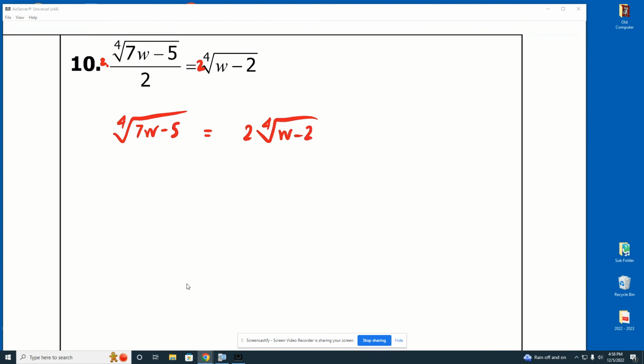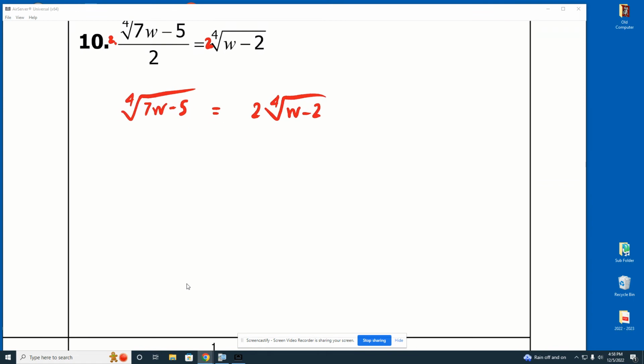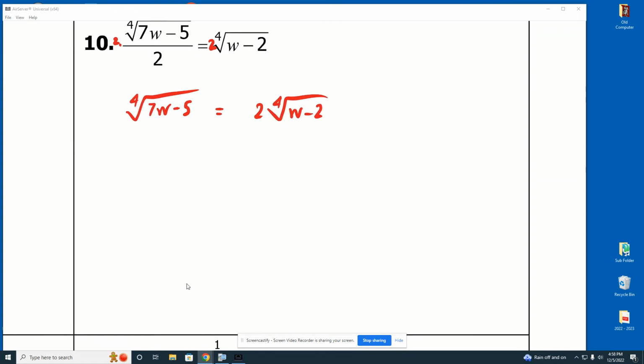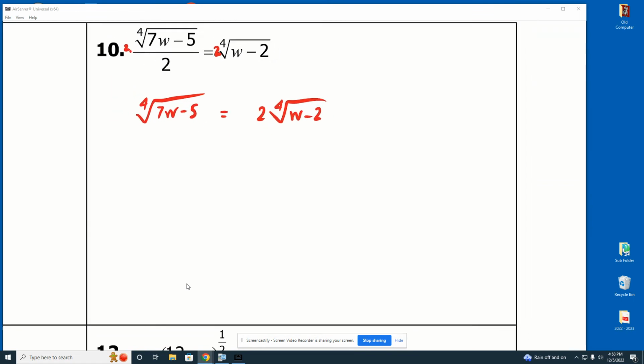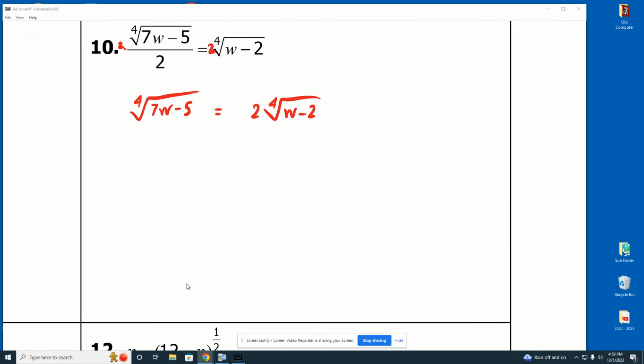Didn't make a huge impact in the problem itself, but it did leave it in a way that we're a little more familiar with. Now, of course, we can go ahead and get rid of that root by raising both sides to the power of that root, and that's 4. Now, on the left side, there's nothing else except that 4th root of 7w minus 5. So they cancel, and 7w minus 5 comes on down.